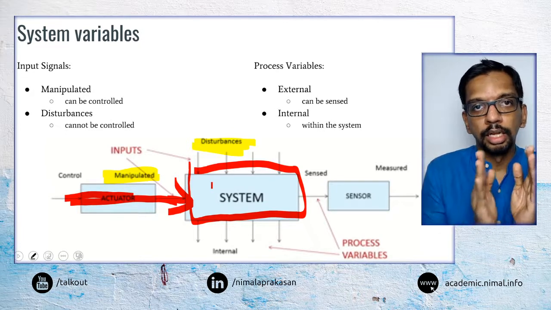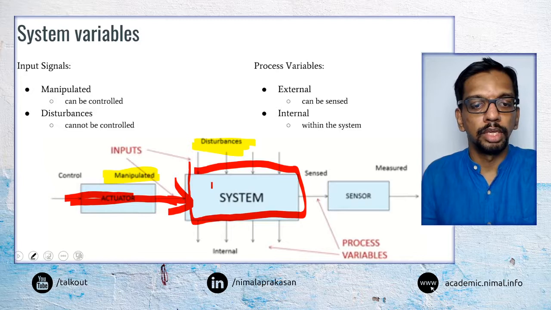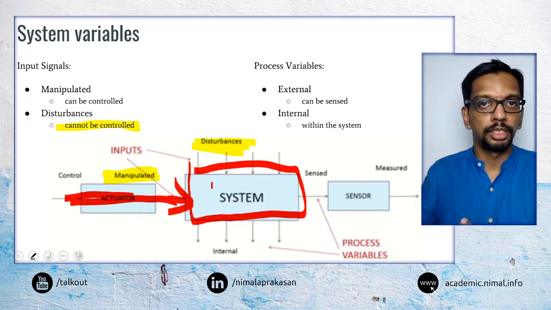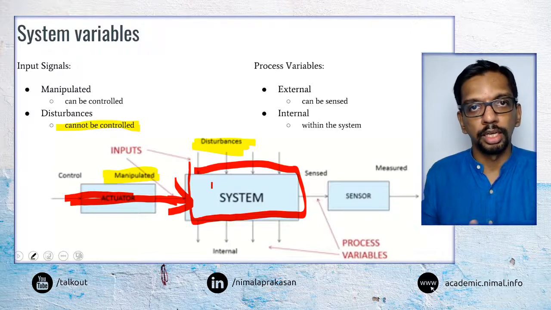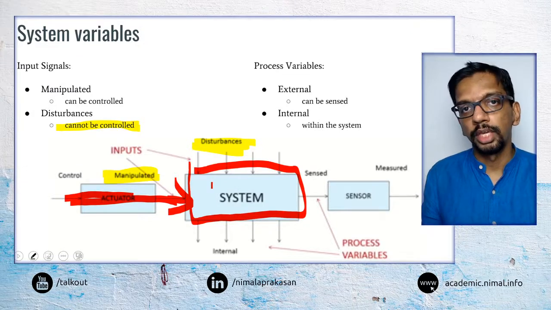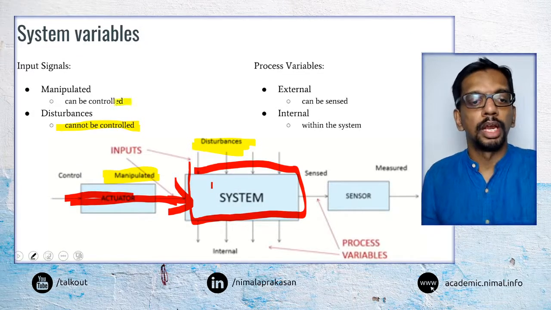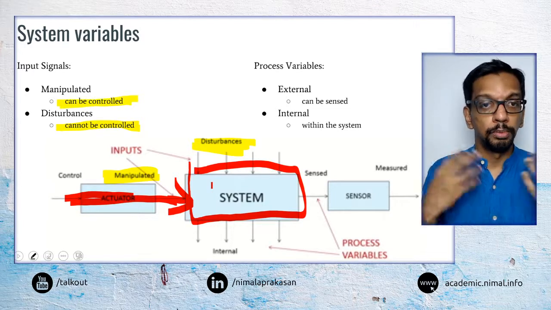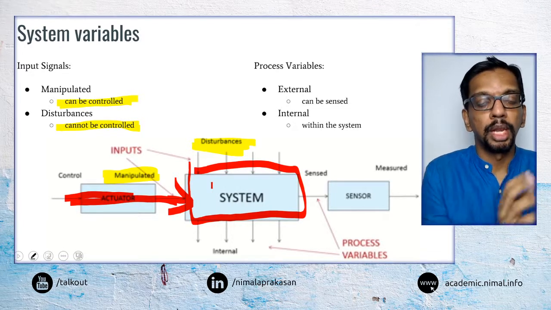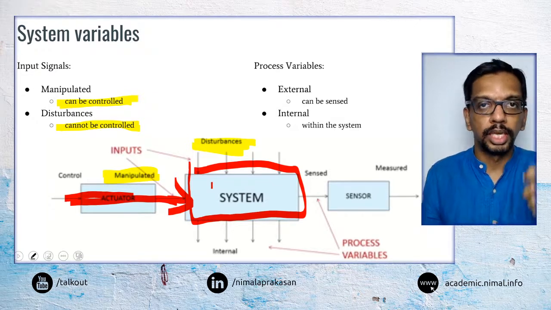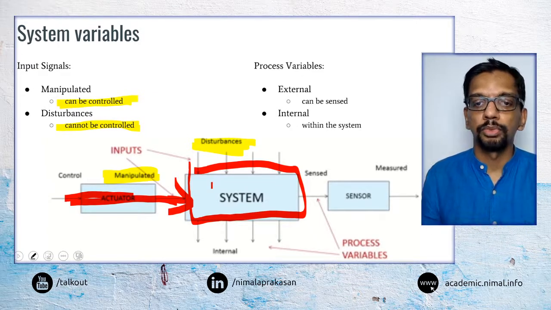So disturbances are something that we are not able to control, because if it is an outside temperature, if the sun is hot during the day, that is not something we can control. Whereas we can control the manipulated input signals, because we can change the temperature as we want.